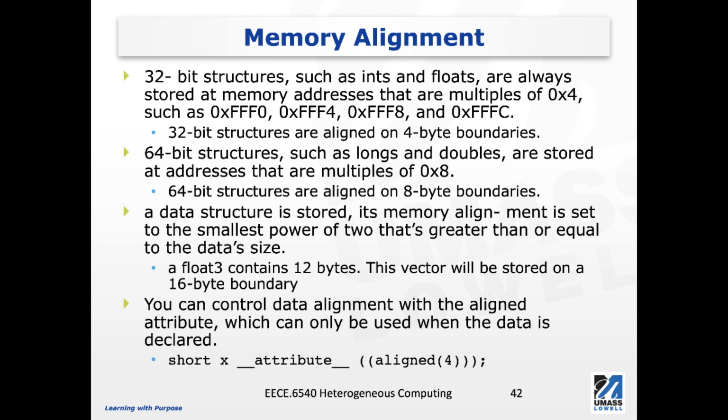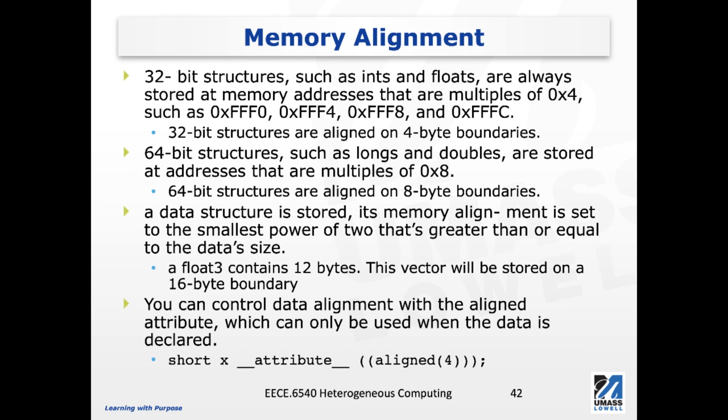Memory alignment. Memory typically aligns on 32-bit structures, such as integers and floating point. They are always stored at a memory address that is a multiple of 4, such as F0, F4, F8, etc. So you can assume that 32-bit structures are always aligned on 4-byte boundaries. 64-bit structures, such as long and double, are stored at addresses that are multiples of 8.